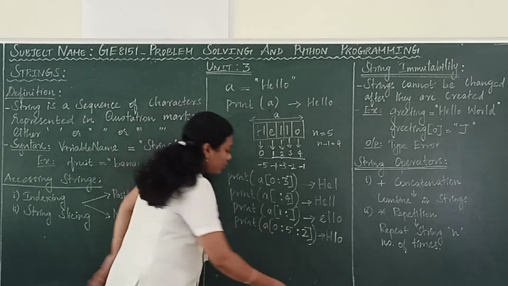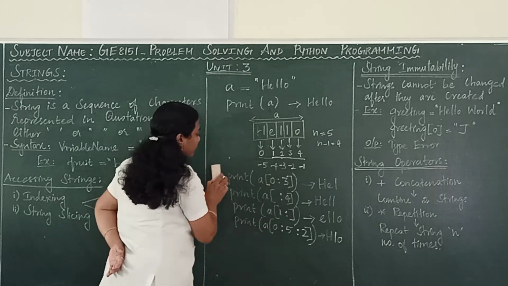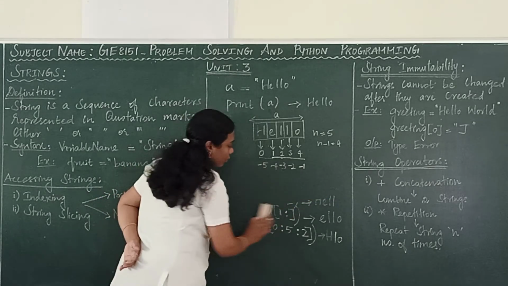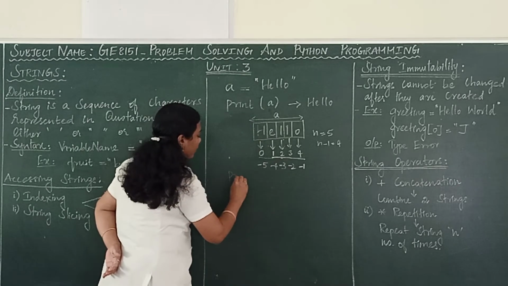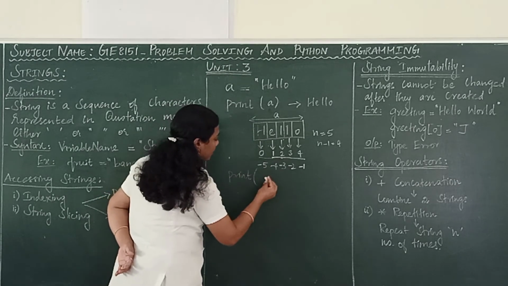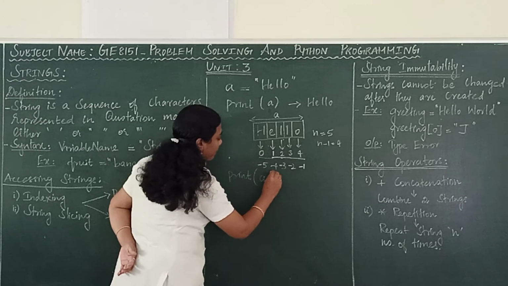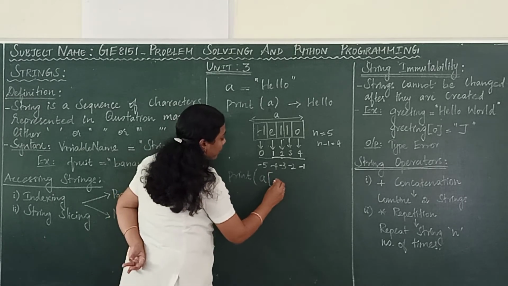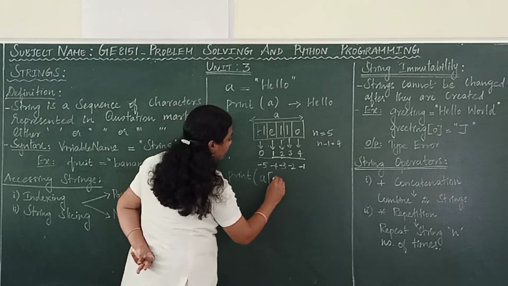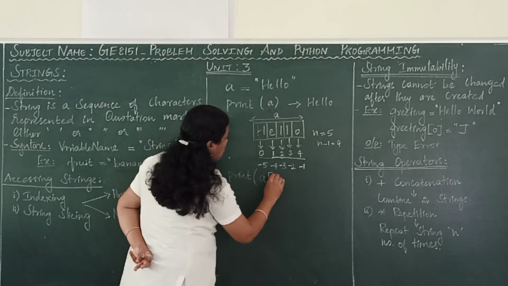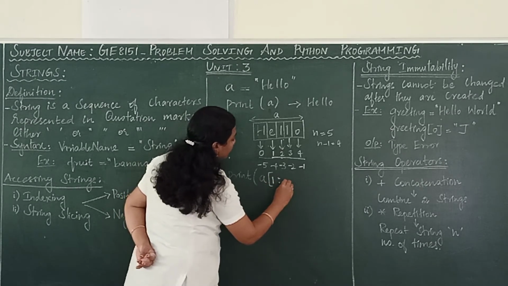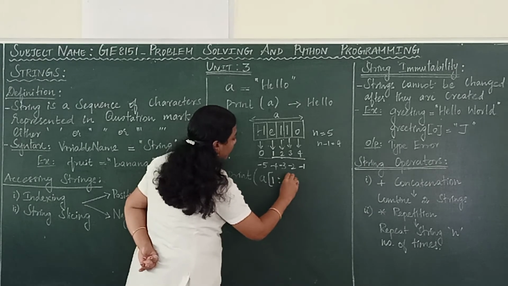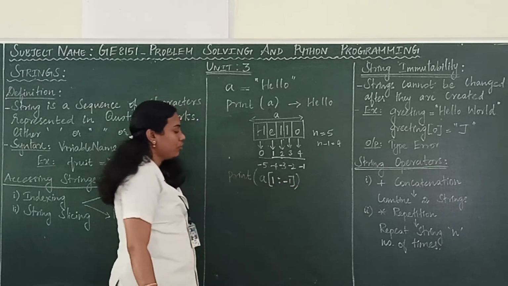Okay. So, again, you can use negative indexing also. In this particular slicing operator, you can use negative values also. So, print the name of the string A followed by, if I am using it as 1 colon minus 1, okay, what will be the output here?